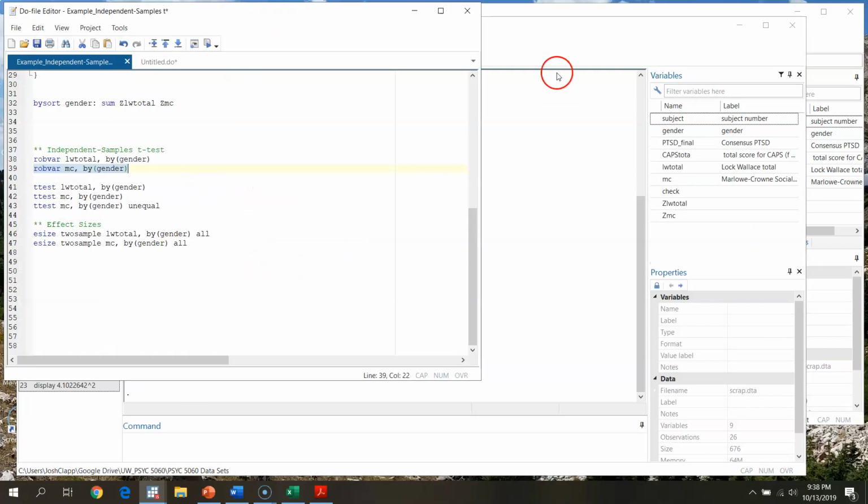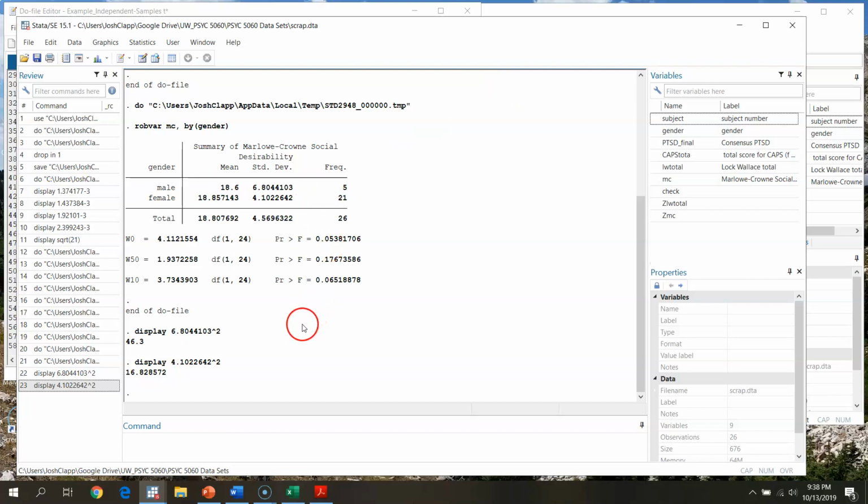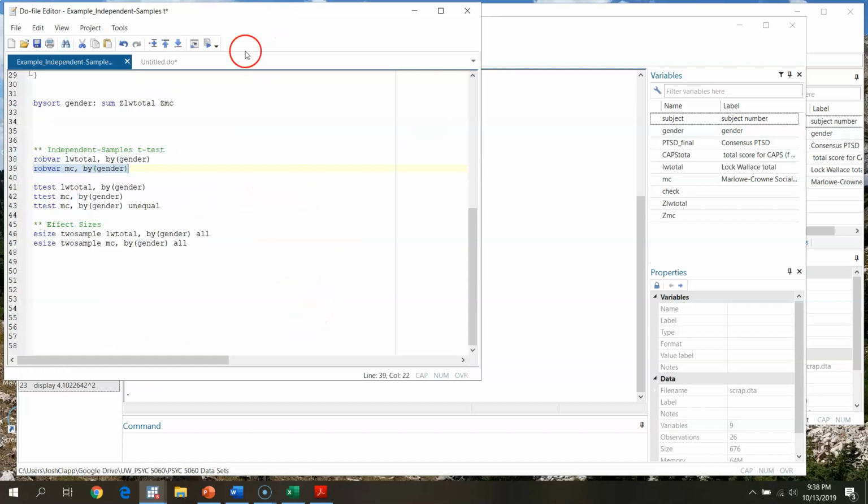So what we're going to do then is run our actual t-tests. And in Stata, these are pretty easy to request. We just say ttest, my outcome by my grouping variable. So here is our t-test for Locke-Wallace total, t-test for our Marlowe-Crowne. You can run these pretty easily.